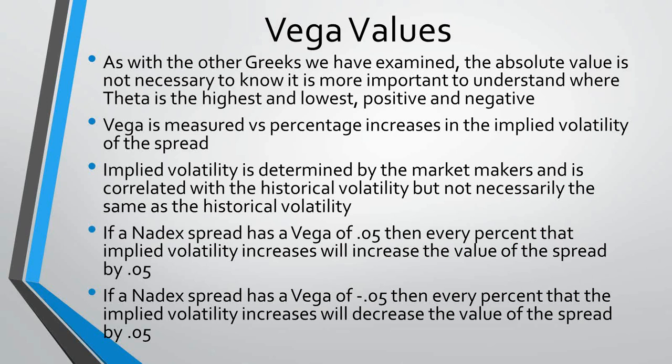If it's been very volatile and they expect it to go quiet, they're going to reduce the implied volatility in their model, and it's going to affect the price of the spread. So if a Nadex spread has a Vega of 0.05, then every percent the implied volatility increases will increase the value of the spread by 0.05. If it's negative 0.05, then every increase of implied volatility of a percent will decrease the value of the spread by 0.05.